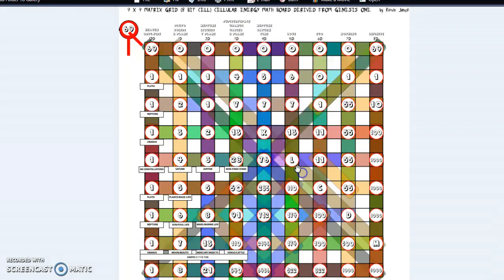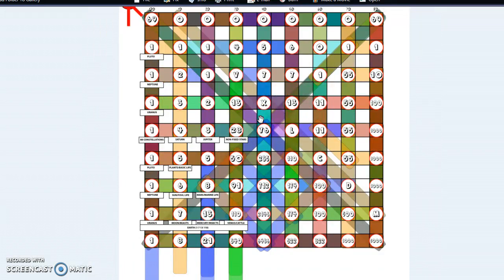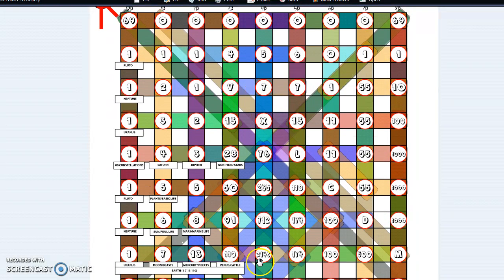Okay, so here's a cellular grid. You know how that works. You know, it's all your dimensions of everything here and how it all fits. This is seriously a cellular free energy grid. Alright, this is like the 9 by 9 matrix. So anyway, where should we go from here?